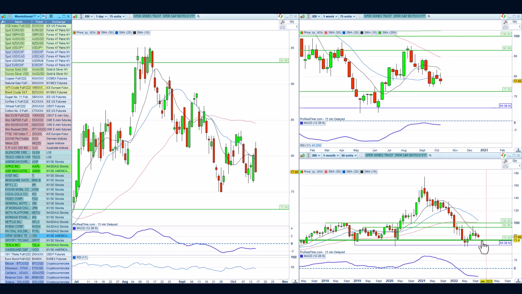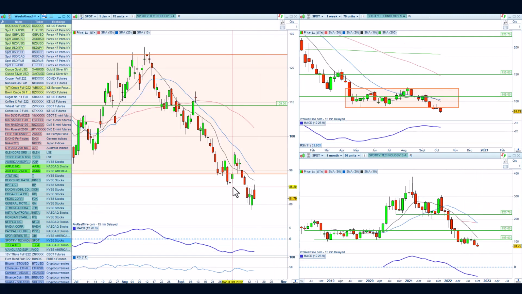So yeah, PayPal, let's have a look at SPDR. Also looking relatively bearish for the most part. All of these just seem to be slowly but surely trickling back down to either a level of support or just a continuation of where they're going.